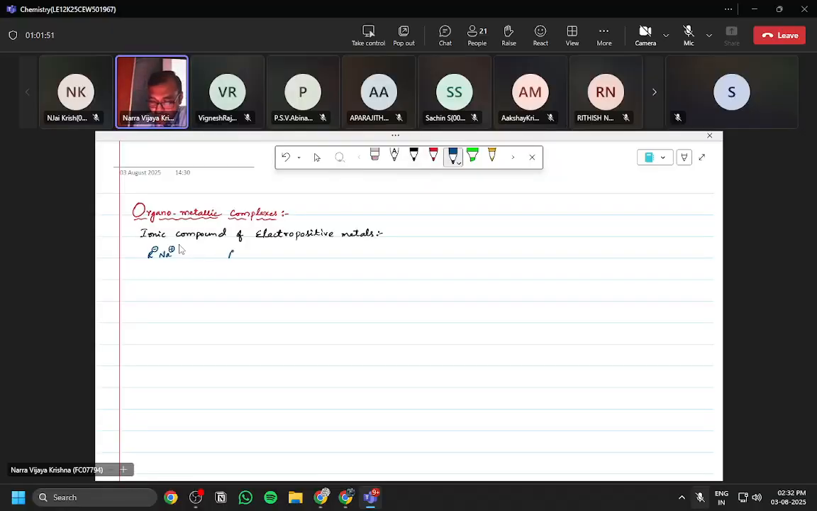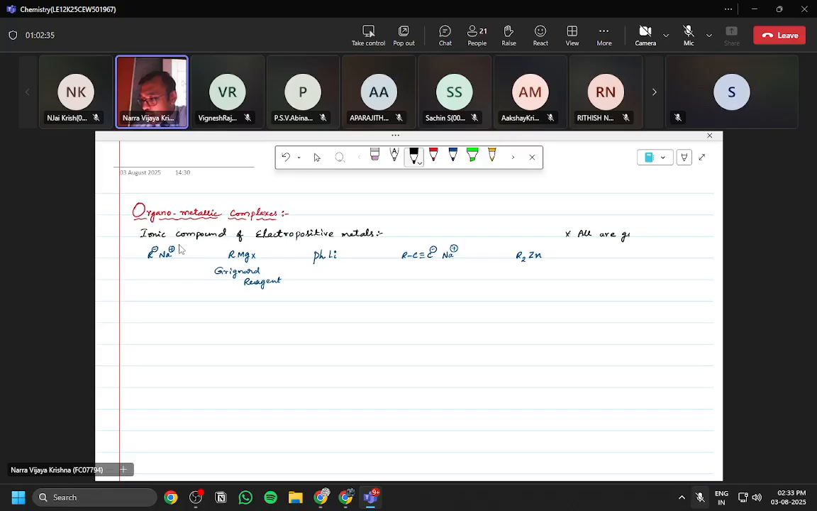Grignard reagent, RMgX. PhLi, C6H5 minus Li plus, RC triple bond C minus Na plus, R2Zn. All these are organometallic compounds where the metal gets a positive charge and carbon gets a negative charge, right? So can I say all of them are good sources of R minus?